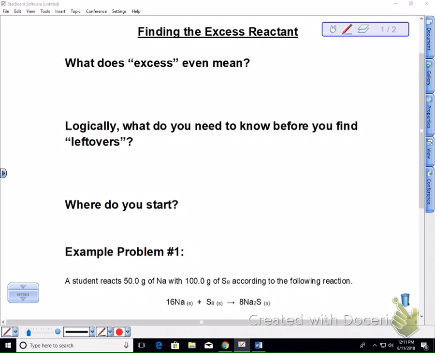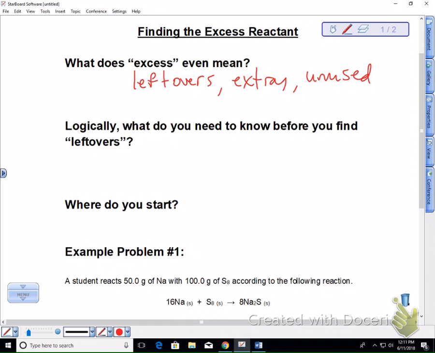What does it mean when I ask you for excess? Well, in just simple words, excess means left over. Like when you eat dinner or supper every night, wherever you and your parents call it, you have leftovers if you don't eat everything. Excess means extra. You have too much. Or in terms of chemistry, it simply means you have something that's unused, unreacted.